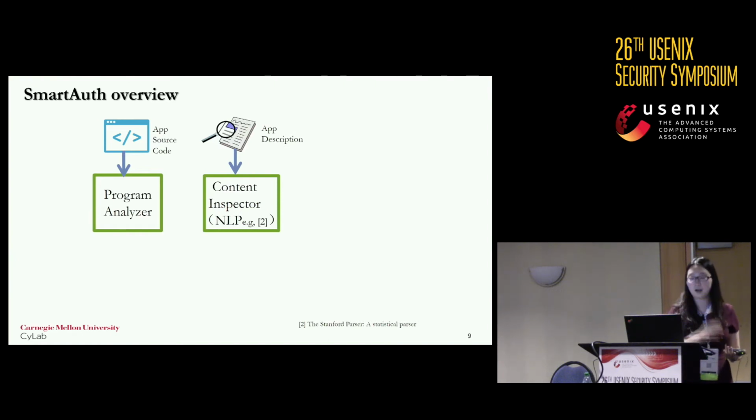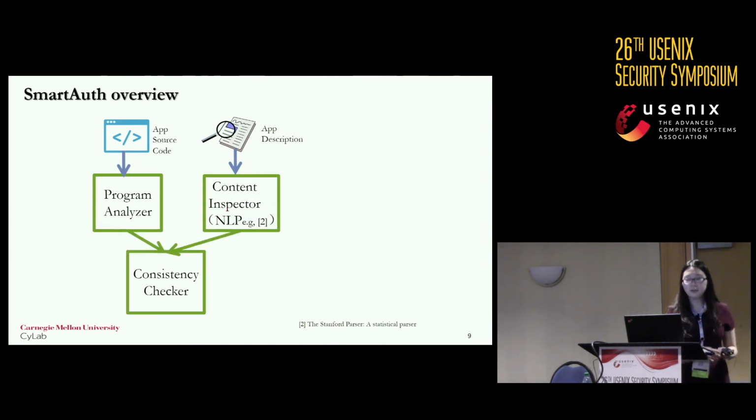And the second big building block is the content inspector. The content inspector takes the app description and uses natural language processing to understand what a user might think the app will do. So basically now we have two sets of behaviors. One set is the real behaviors from the app's code, and the other set is the expected behaviors, the user expectations from the description. Now we want to match the two sets of behaviors to identify which behaviors are related to the functionalities and which are additional behaviors that are unexpected from the user.